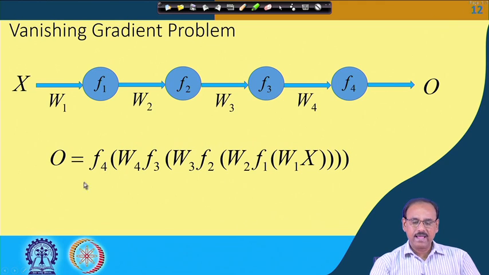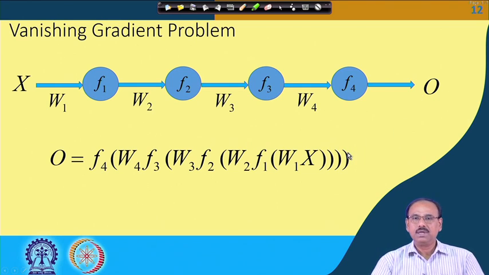This I can write as output equals F4 of W4 into F3 of W3 into F2 of W2 into F1 of W1 into x. So this is your final output. And this nature of the output function we have also seen, we have also discussed when we discussed the neural network in our earlier lectures.